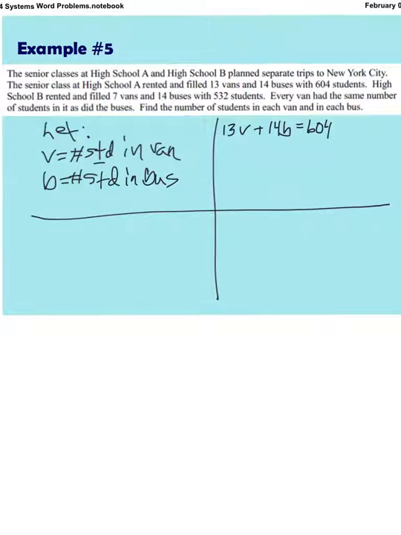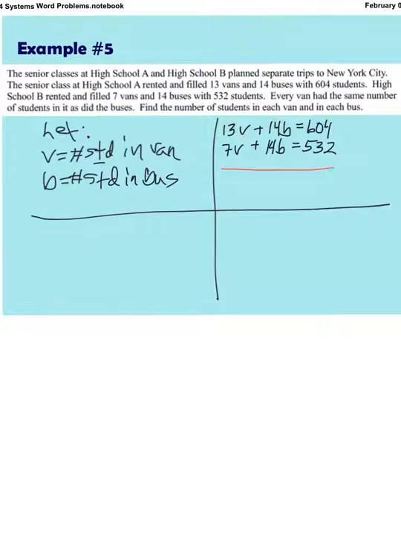So then that means that for high school B, since they have 7 vans, we will have 7V plus 14B for buses equals 532. So now you need to stop the video and solve this system and decide whether you're going to eliminate the V's or eliminate the B's and solve. So pause the video and solve.